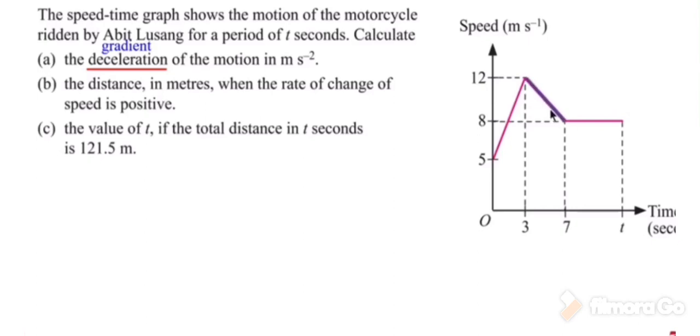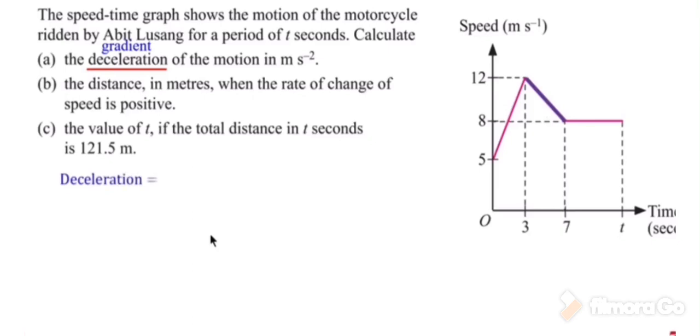Okay, so we will say magnitude. Magnitude means we just take the positive value for the gradient. Okay, so you look at the triangle there. There's a triangle, so we want the height of the triangle. The height of the triangle is 12 minus 8, isn't it? And the base is 7 minus 3.